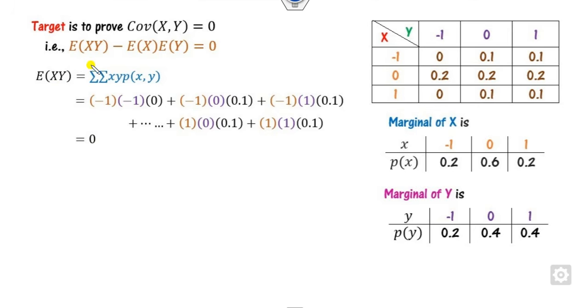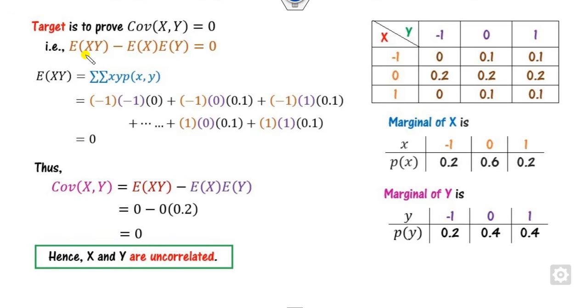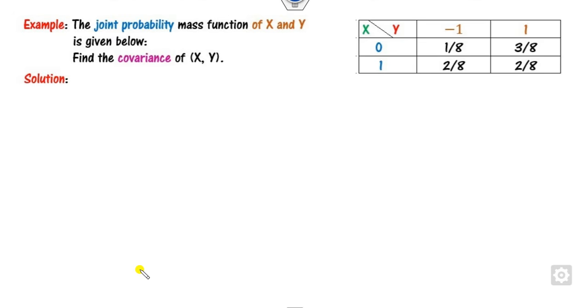So therefore you can substitute this value here. So that is the covariance. This value is my 0, this is my 0, this is 0.2. So the covariance is 0. What is the meaning of that? They are uncorrelated.